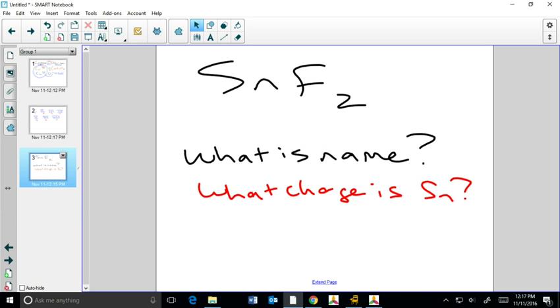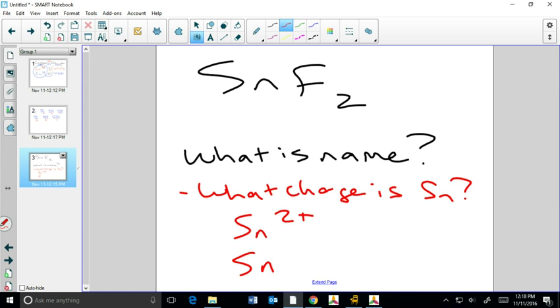Now, if I have the formula SnF2, I want to know what is the name of this thing. And I have to ask myself the question, what charge is that Sn? Does it have multiple charges? In this case, Sn is tin, which we know that yes, tin can form either an Sn2+ or an Sn4+. So which is it? Which one of these is that formula?